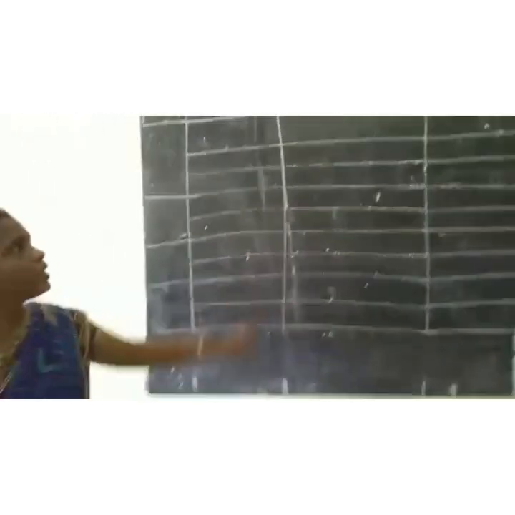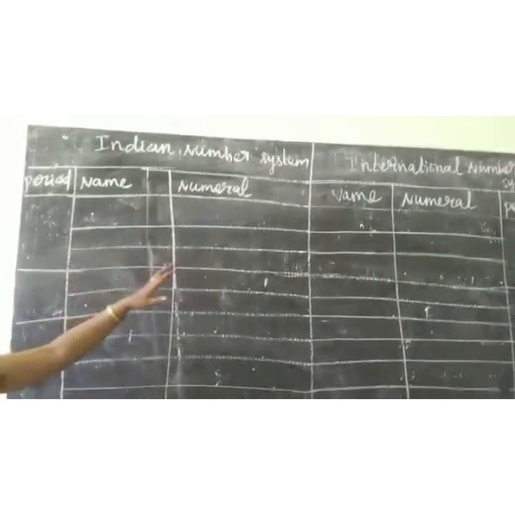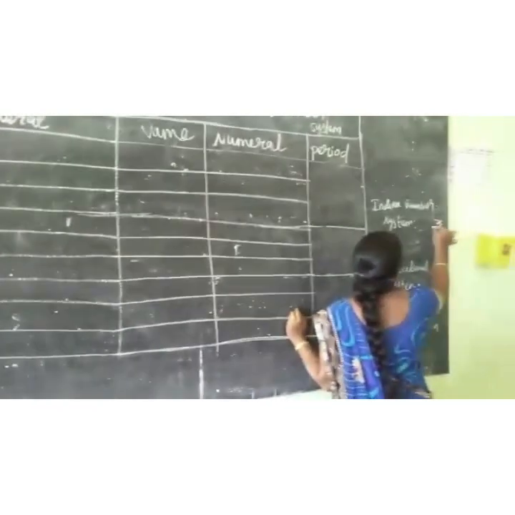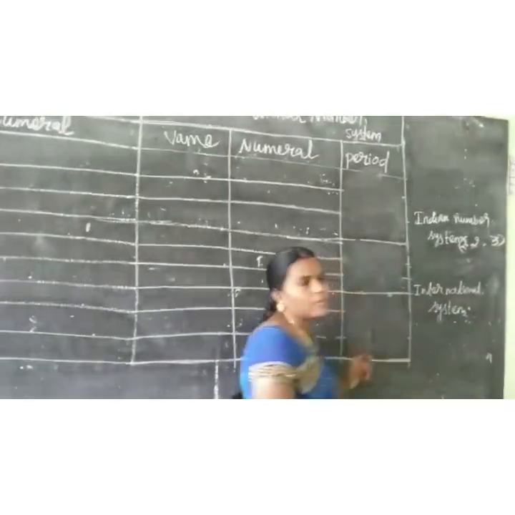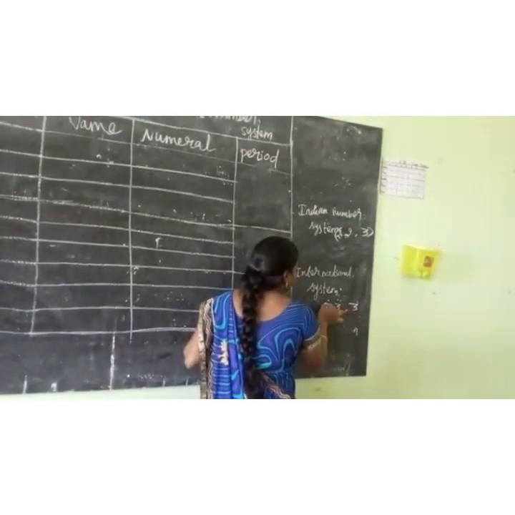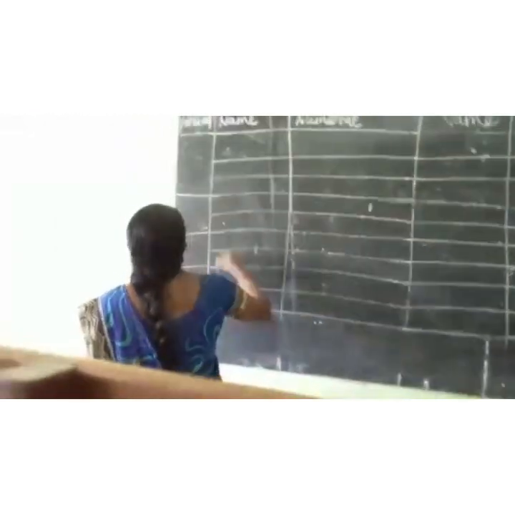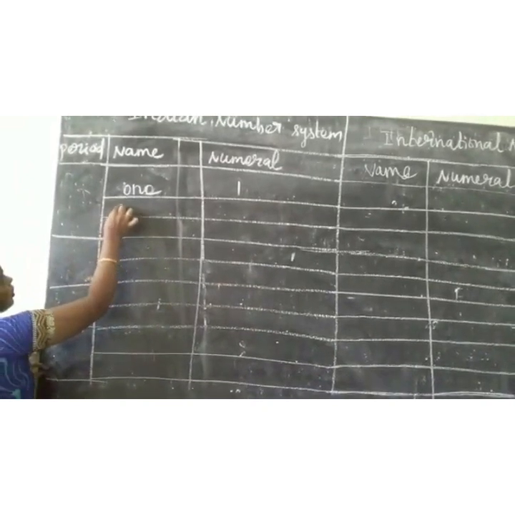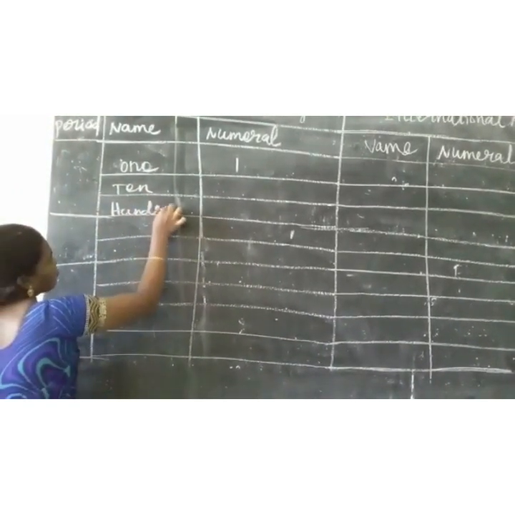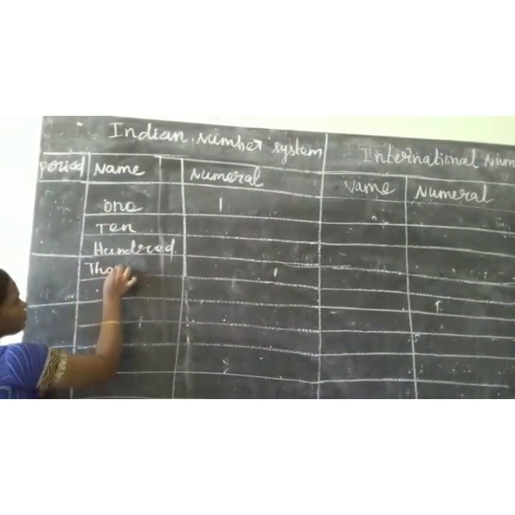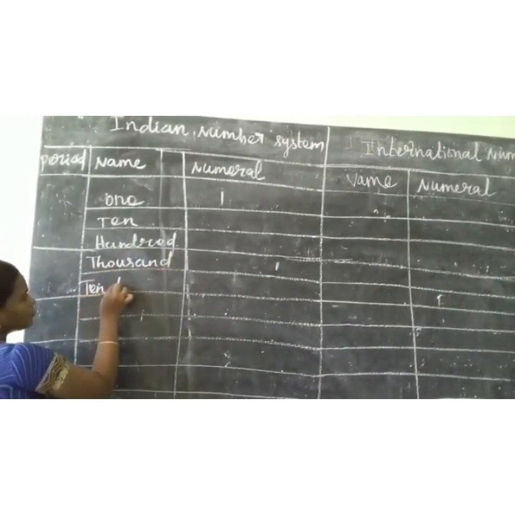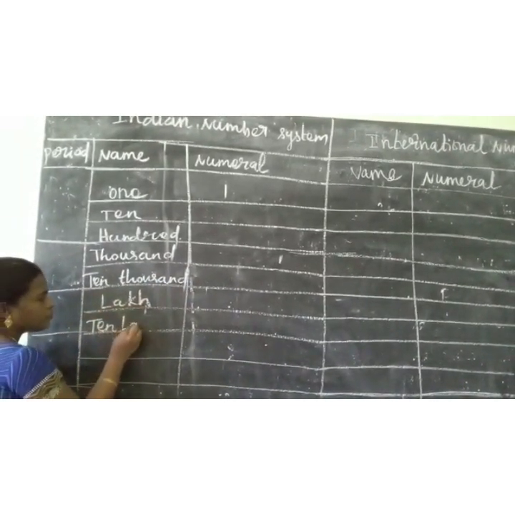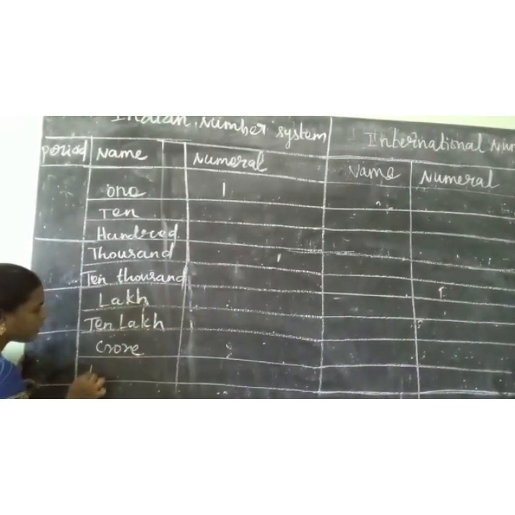Next, Indian number system and international number system: a comparison. In the Indian number system, put the commas from right to left, 3 digits, next 2 digits. In the international system, put the commas 3 digits, next 3 digits. First, the Indian system number names: 1, 10, 100, 1000, 10,000, lakh, 10 lakh, crore, 10 crore.